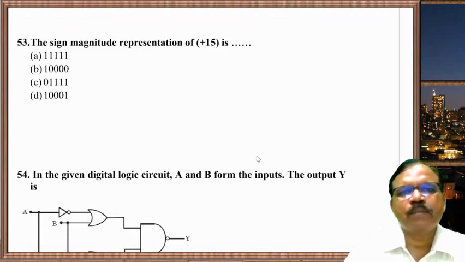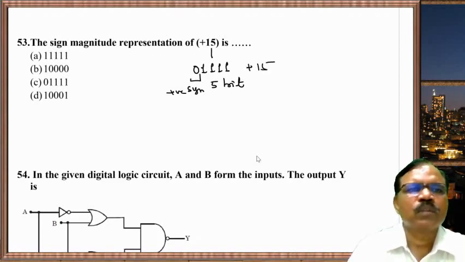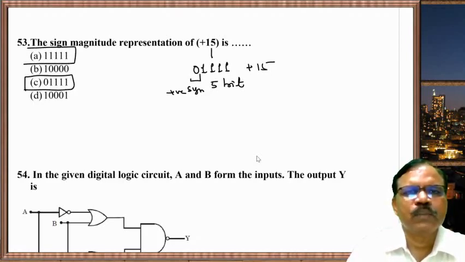Now next one, the sign magnitude representation of 15 is. Now if we take 15, that is 1 1 1 1. So this is 4 bit. So if we take a 5 bit register, we add here 1 bit. If it is 0, then this bit is used for sign. It is a positive number, so plus 15. So this one is true. If it is 1 here, then it is negative 15.